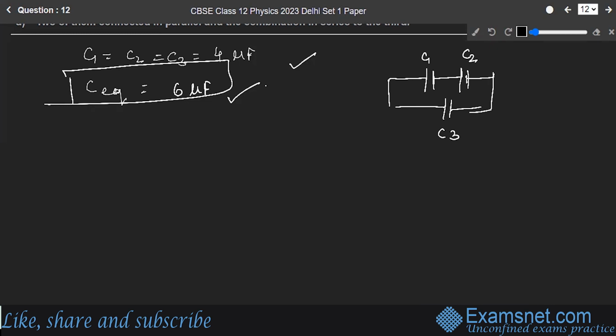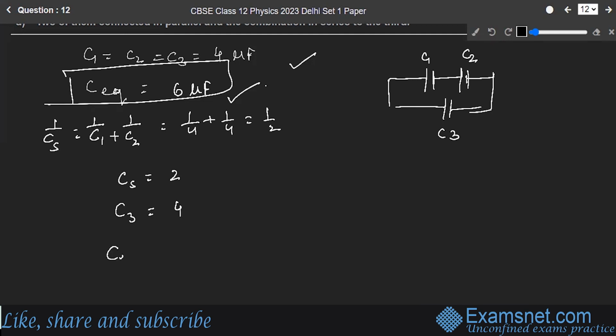Okay, let's see. First of all, series. So 1 upon CS is equal to 1 upon 4 plus 1 upon 4. This is 1 upon 2, so CS will be equal to 2. And you have C3 as 4. So the C equivalent will be equal to CS plus C3, which is equal to 6 microfarad. So this is the right one.